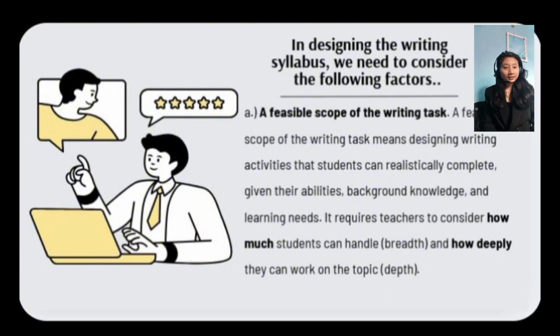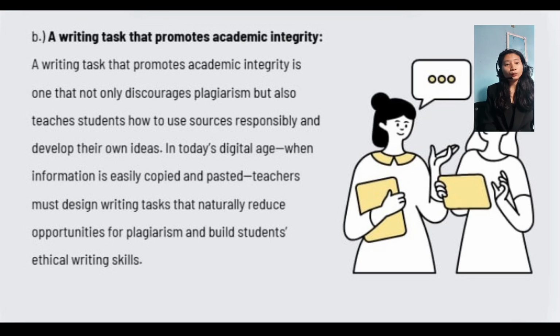So second is a writing task that promotes academic integrity. In this writing task, the teacher, because technology and AI are now common, students may just copy and paste. But to avoid plagiarism, the teacher should set rules in the classroom before the students do the given task, so that students do not rely on or become dependent on AI.